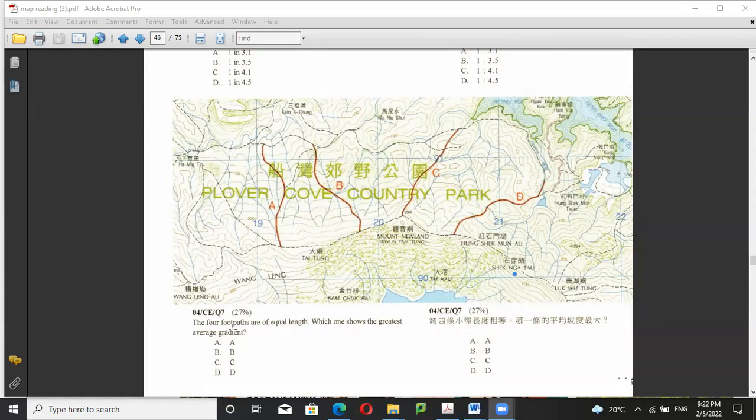Four paths have equal length. Which one shows the greatest gradient? This one is relatively simple indeed. You just find out the starting height and the ending height, and try to find out which one has the highest vertical difference. And then it will be fine already. So the answer should be calculating. The answer should be, wait a minute.